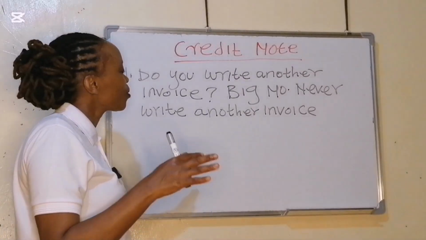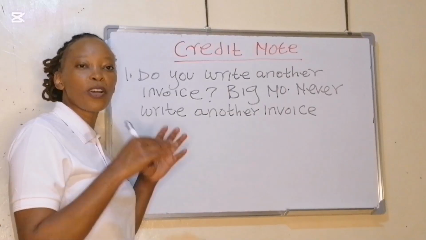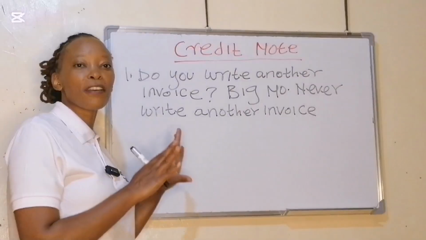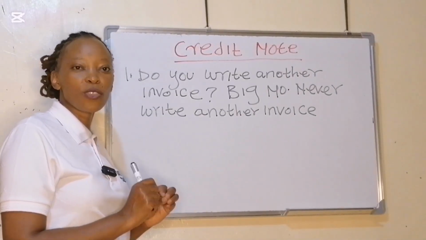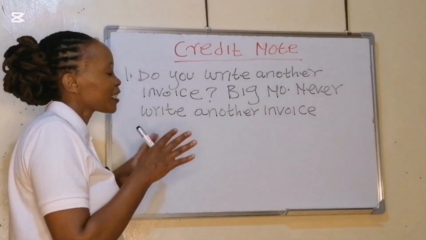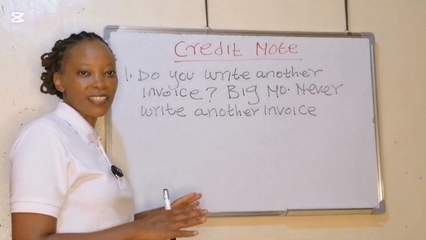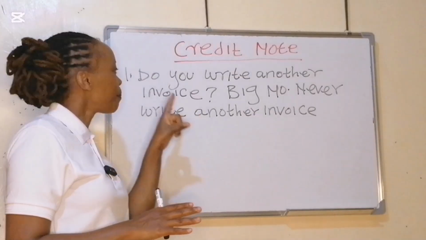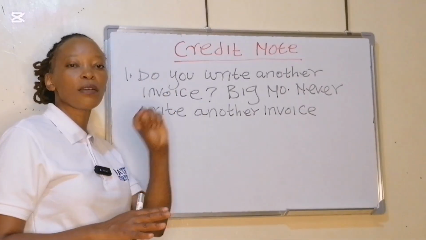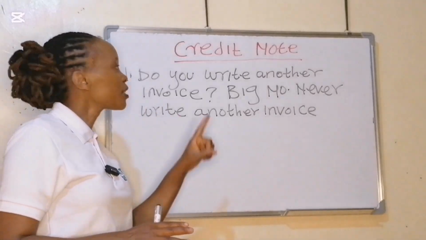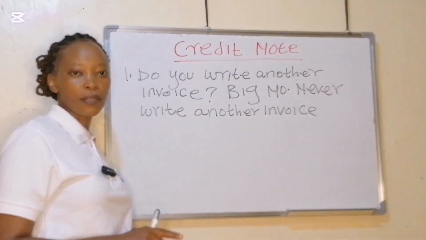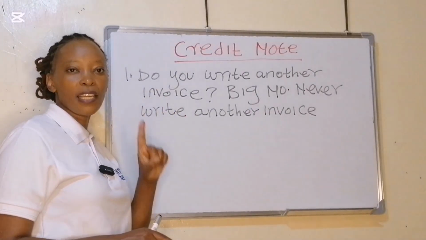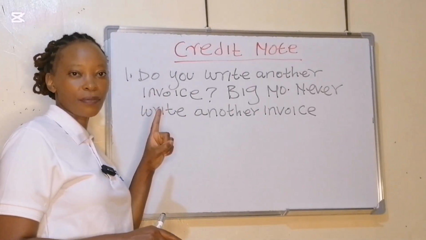The credit note is the one that is going to do that adjustment. You don't write another invoice. Just keep that invoice somewhere very safe. Just write a credit note and you are going to effect change. The money in your invoice will reduce from 10,000 to 5,000 by using the credit note. You will use the credit note to reduce the amount in the first invoice.